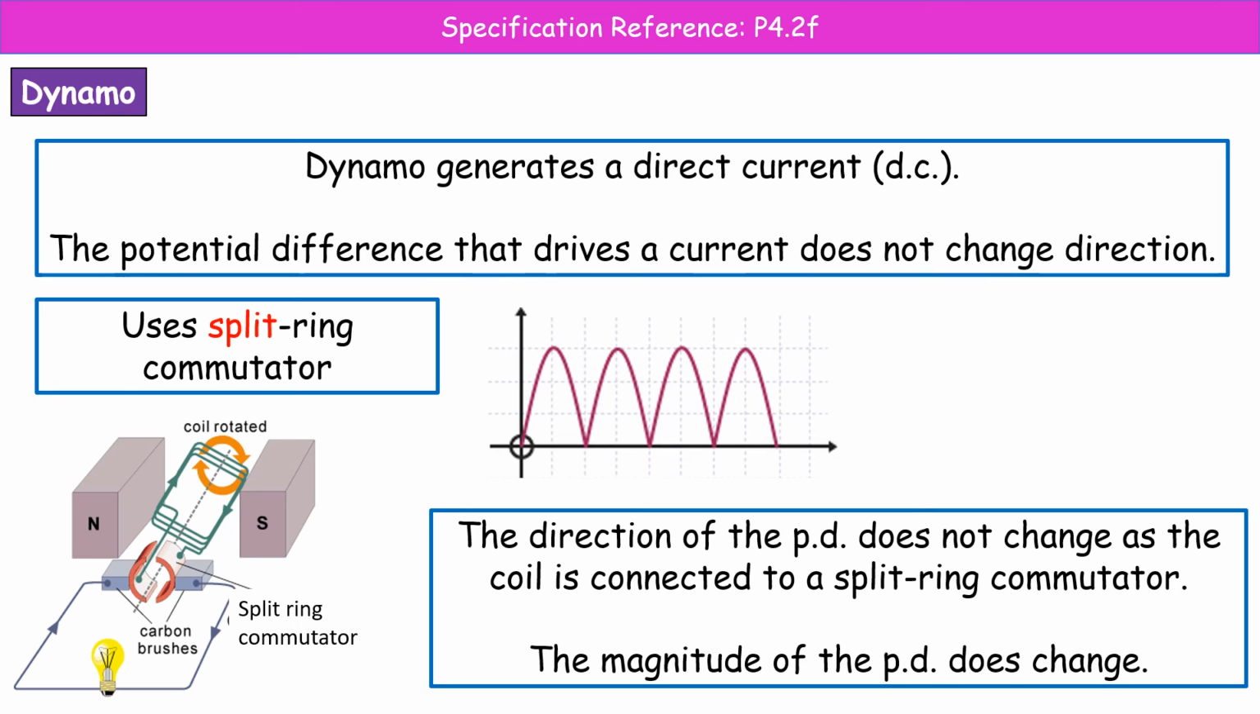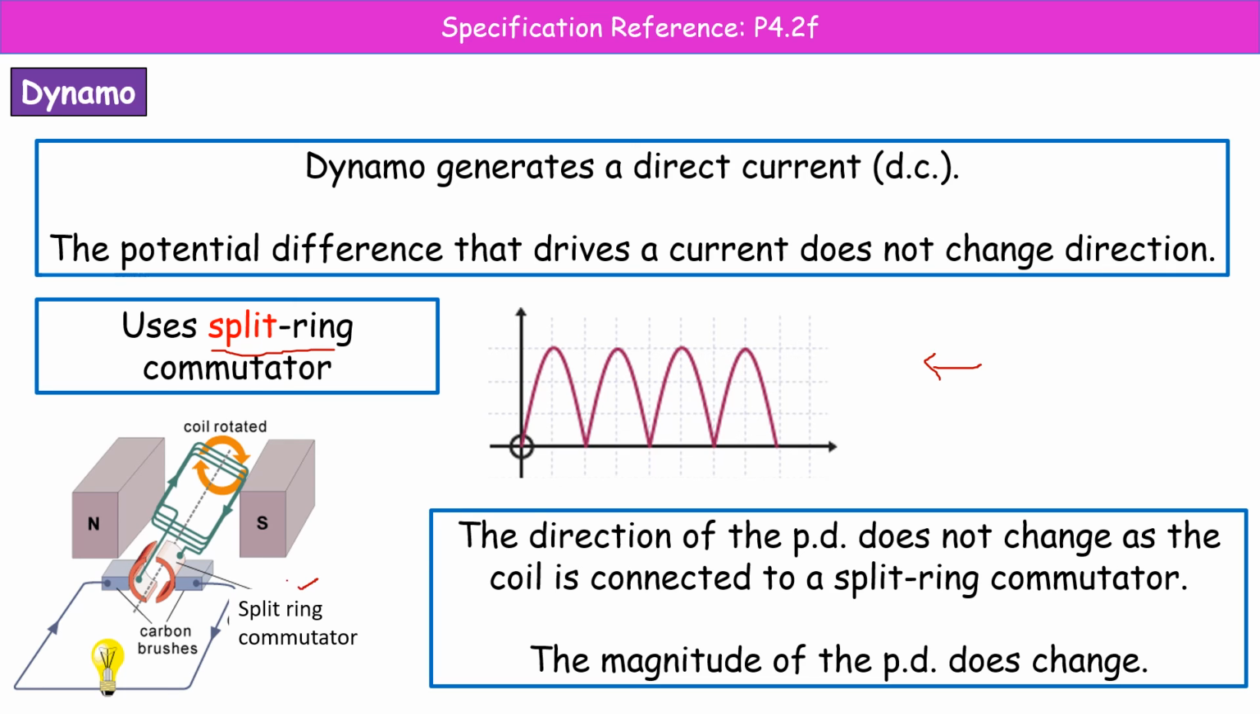Second option, the dynamo, this is going to create a direct current. In a direct current, it will always be the same direction because the potential difference we create is always going in that same direction. To achieve that, this one uses a split ring commutator. So we've got two different types of rings involved here. In our alternator, it is the slip ring, and in the dynamo, the split ring commutator.